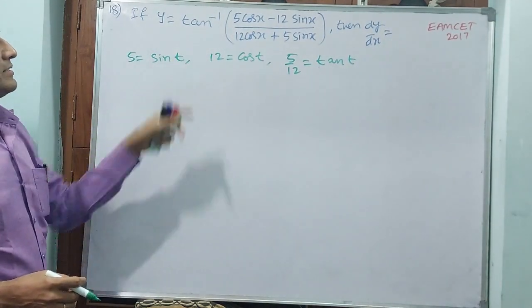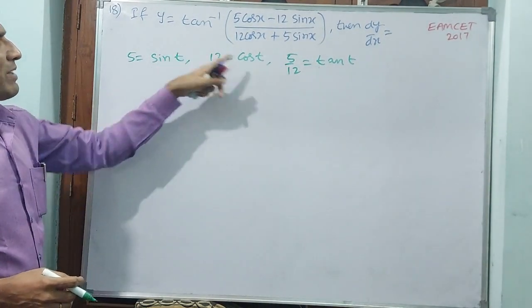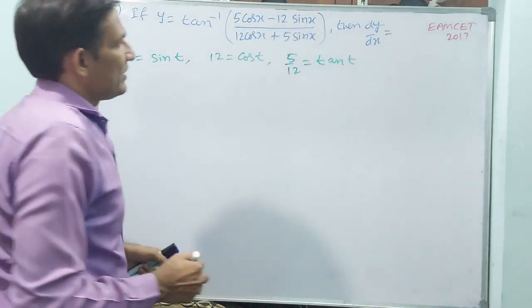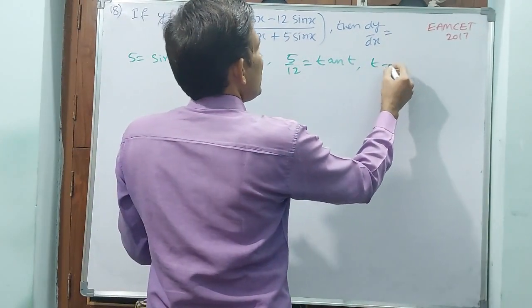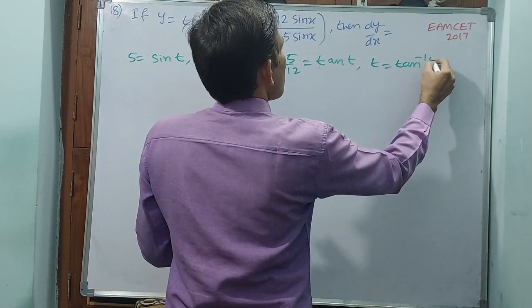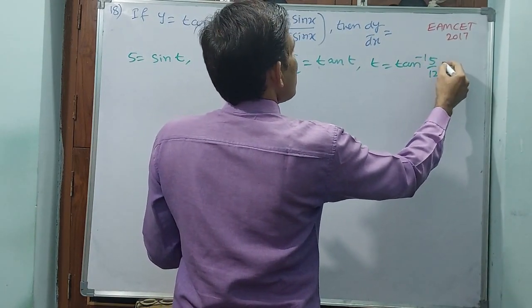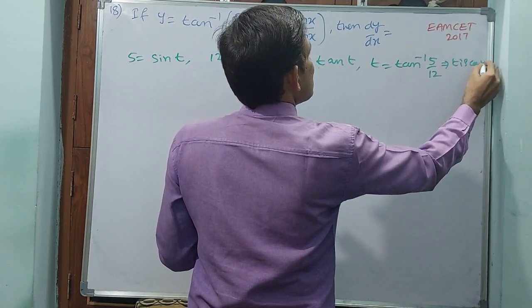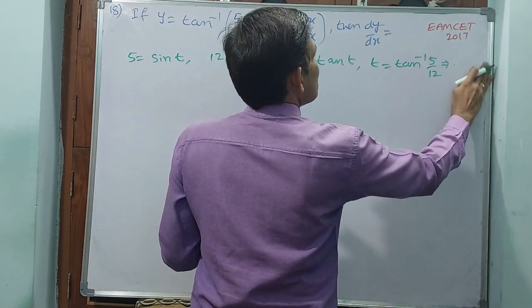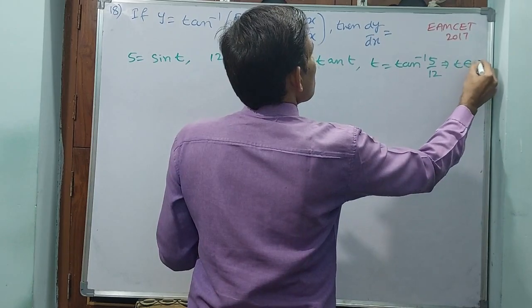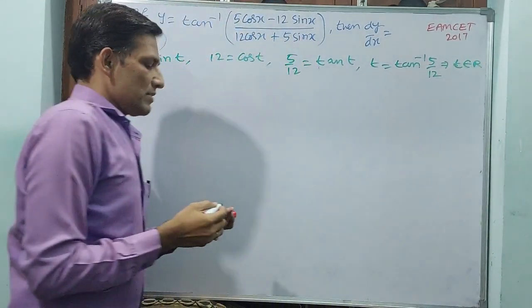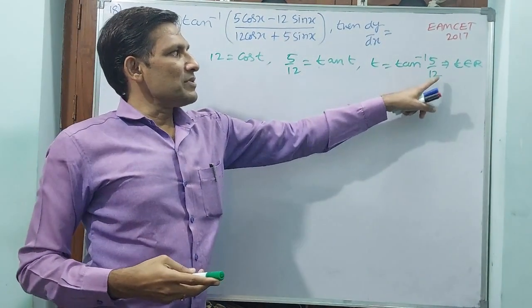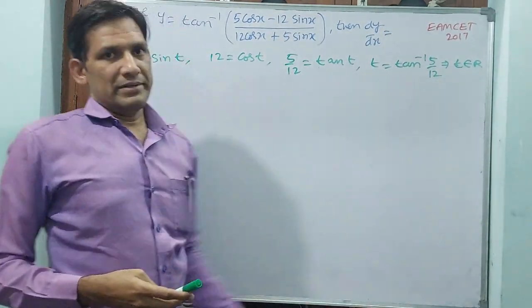Why? Because x is already there. Because sin t by cos t is tan t, 5 by 12. Okay? See, t is equal to tan inverse of 5 by 12. That means t is constant. t belongs to real numbers, like that I will write. Why? Because tan inverse of something means naturally it is a real number, t.